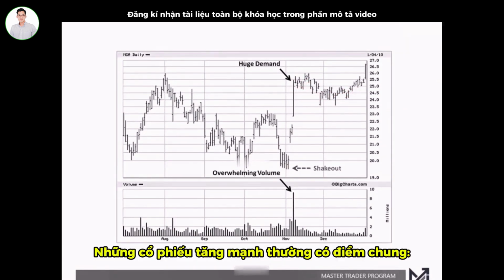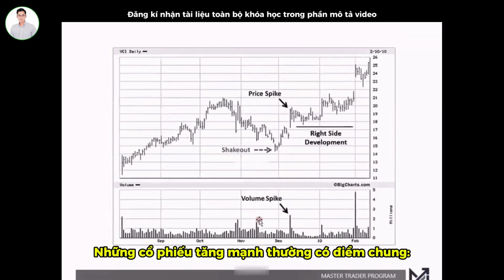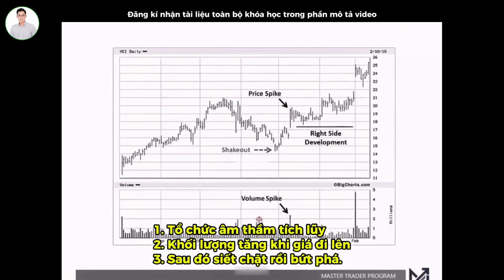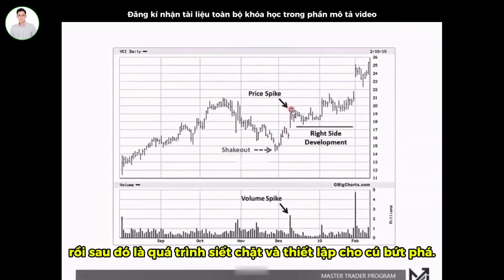But these are some of the characteristics you're going to want to see, and you're going to see it in virtually every stock that makes a big move. You're going to see some type of previous institutional accumulation, some big demand. You can see right here, a volume spike comes up that right side, and then you start getting that right side development, and you start tightening up and setting up for that move.